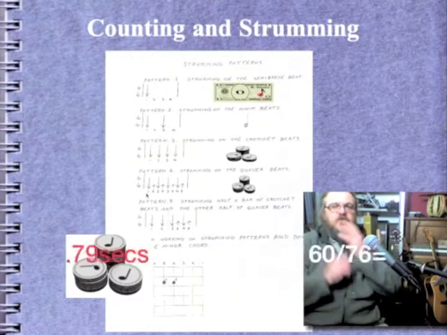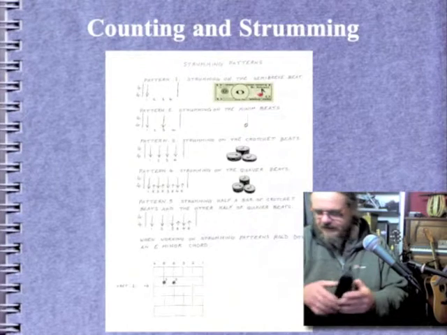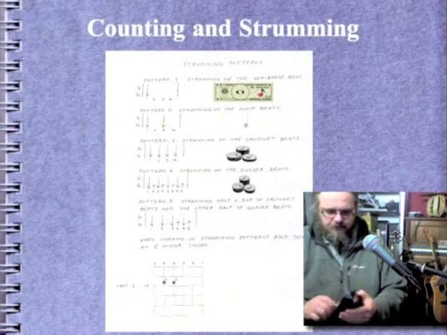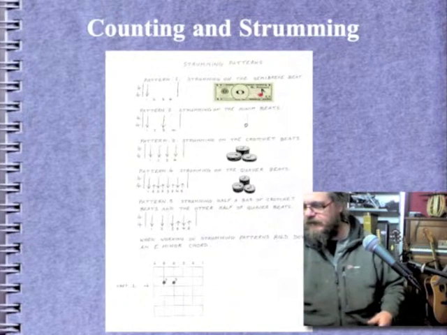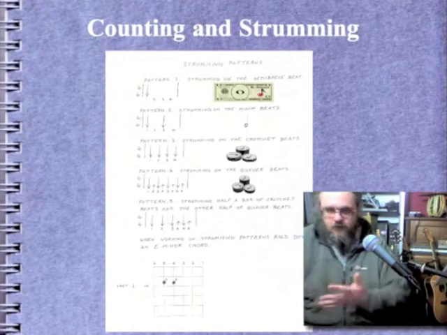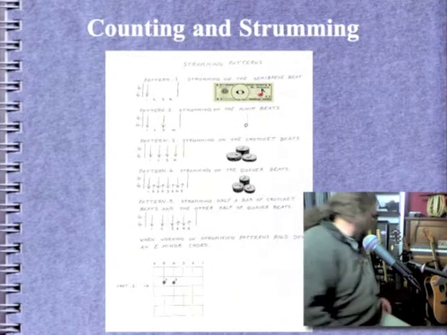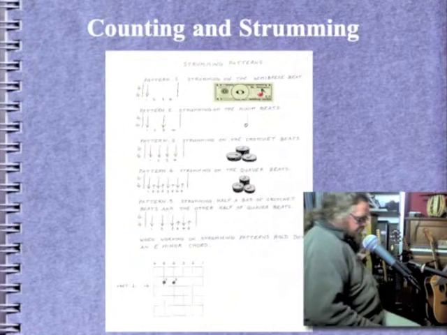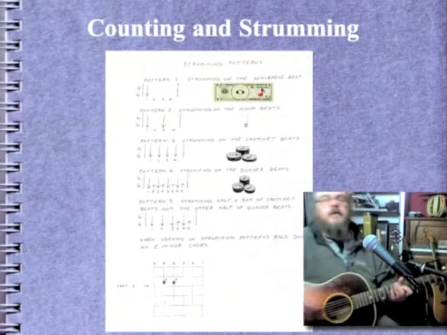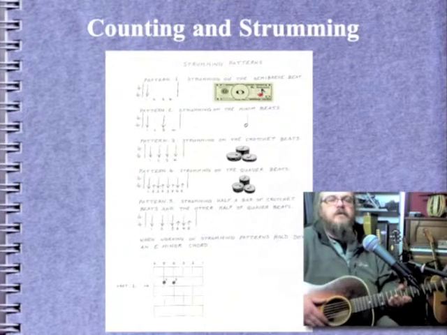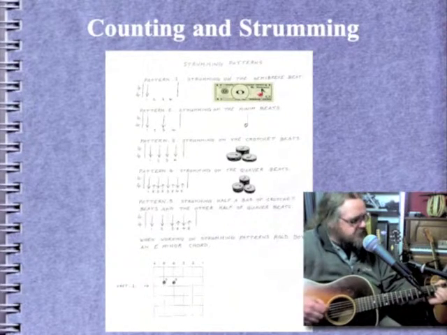So counting and strumming, we need our metronome, which I set at 60 beats per minute, just to keep to round numbers and keep it slow. You start slow and work up when you're practicing. 1, 2, 3, 4. Right, here's our whole note. So that lasts for 4 beats.